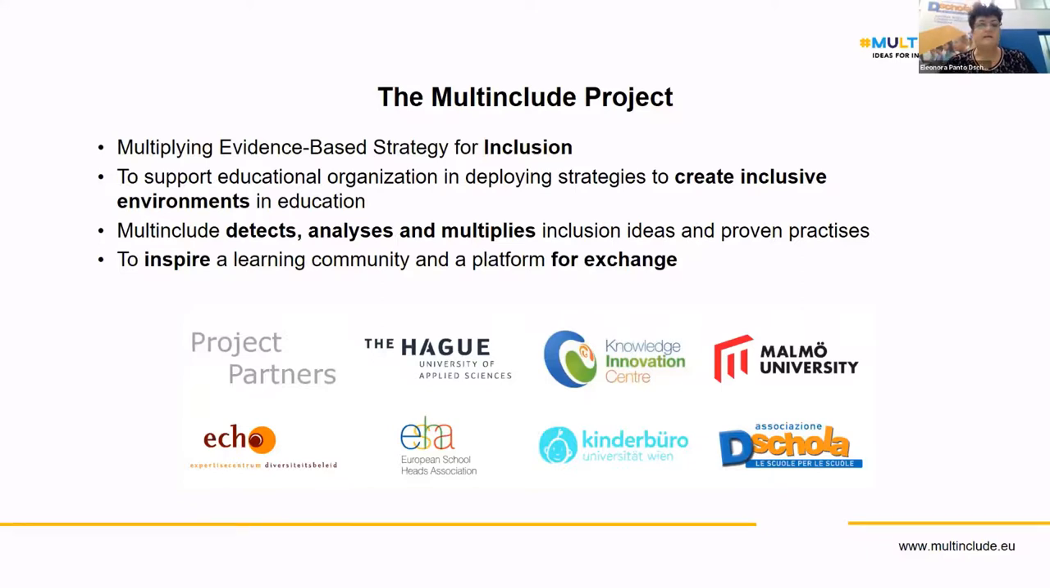It is led by the Hague University, a university of applied sciences in the Netherlands. Besides the school association that I've already introduced, the other partners are ECO, a not-for-profit organization that is an expertise center for diversity policies; ASIA, the European School Heads Association based in Belgium and a professional organization; Vienna University Children's Office, a non-profit academic spin-off company owned by the University of Vienna; the Knowledge Innovation Center, a consultancy focusing on knowledge brokerage; and Malmo University.